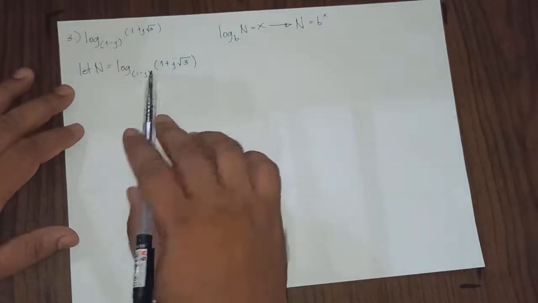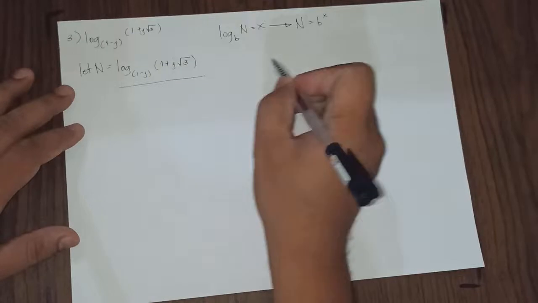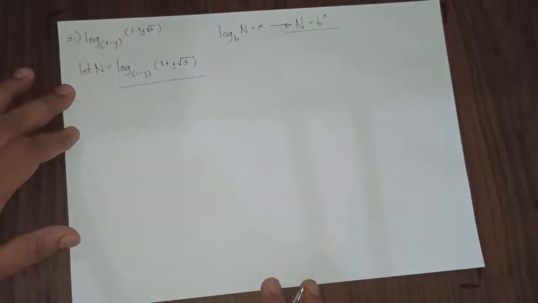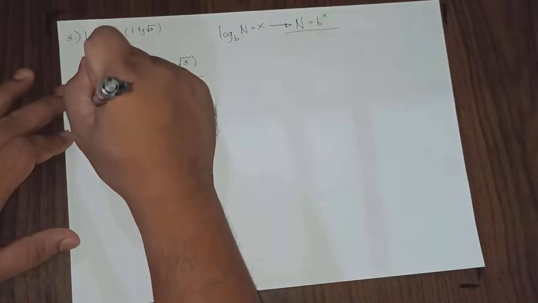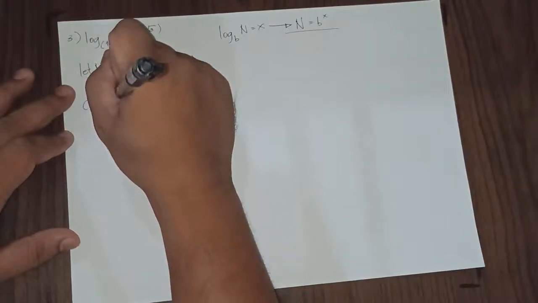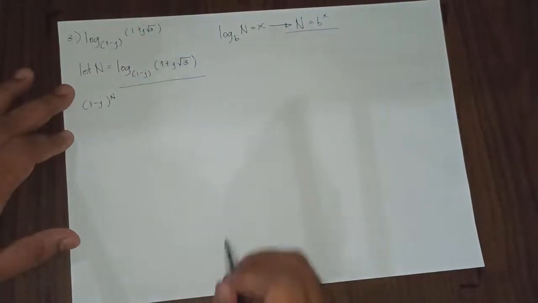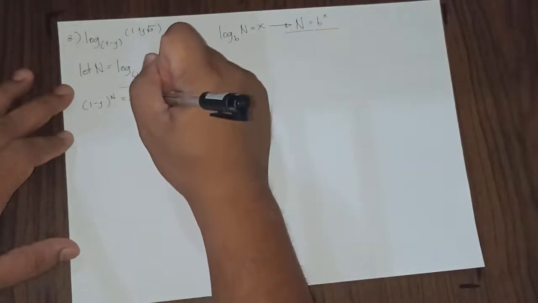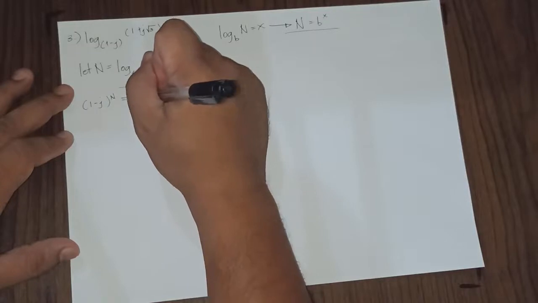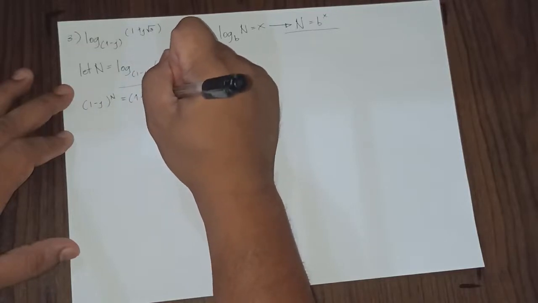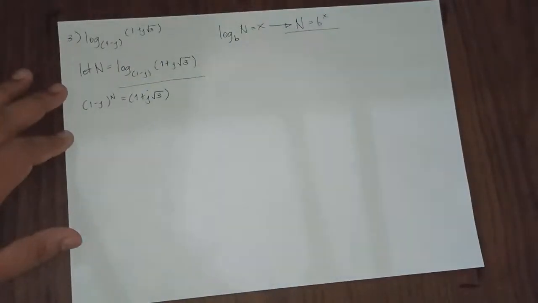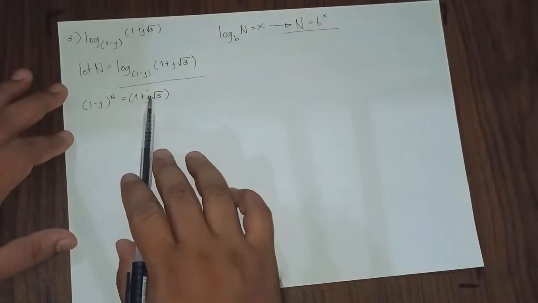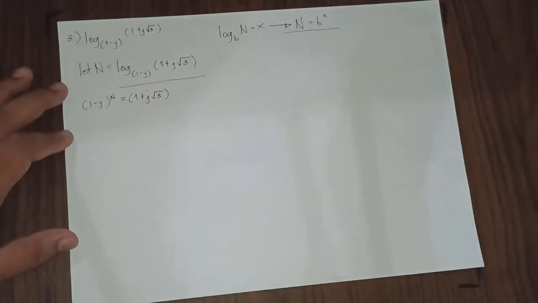So gagawin natin itong part na ito, gagawin natin sa ganitong form. No? So paano yan? That is 1 minus j raised to n. Right? And that is equal to 1 plus j the square root of 3. Yan. So, yan na yun.